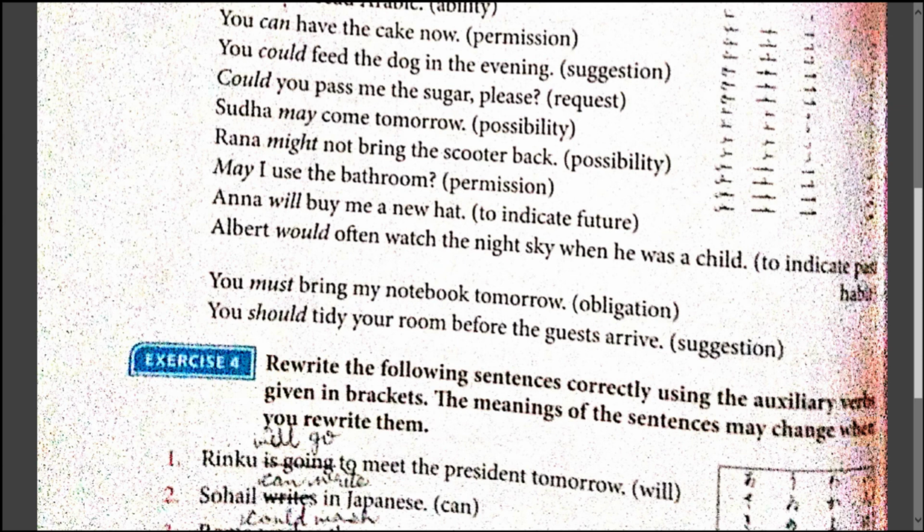Next, you must bring my notebook tomorrow. Here it's an obligation, so tomorrow you should bring it. Next, you should tidy your room before the guests arrive. Tidy means make neat and clean. Here it is a suggestion. So students, we have completed this chapter.